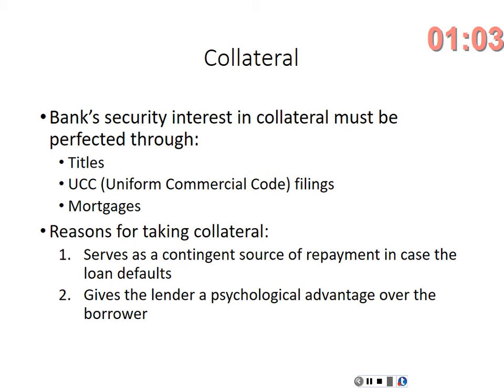So some assets have titles. As I mentioned earlier, cars, trailers, boats, boat motors. If you buy a boat in certain states, you're going to have 3 separate titles. If it's on a trailer, you're going to have a title to the motor, a title to the boat, and a title to the trailer.